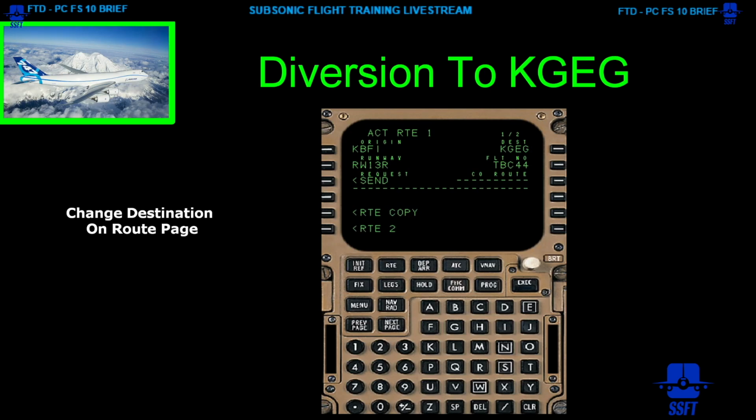And again, with the Legacy, we talked about last week how you can use the alternate page in order to go to Spokane. And that would be for the FMC NG. But with the Legacy, and we're going to be on the Legacy this time, we just have to go to the route page and change the destination to KGEG and execute it. And then that will change the logic for the depart page and also give you the proper pressurization schedule into Spokane, since we're proposing to go there now instead of Moses Lake.